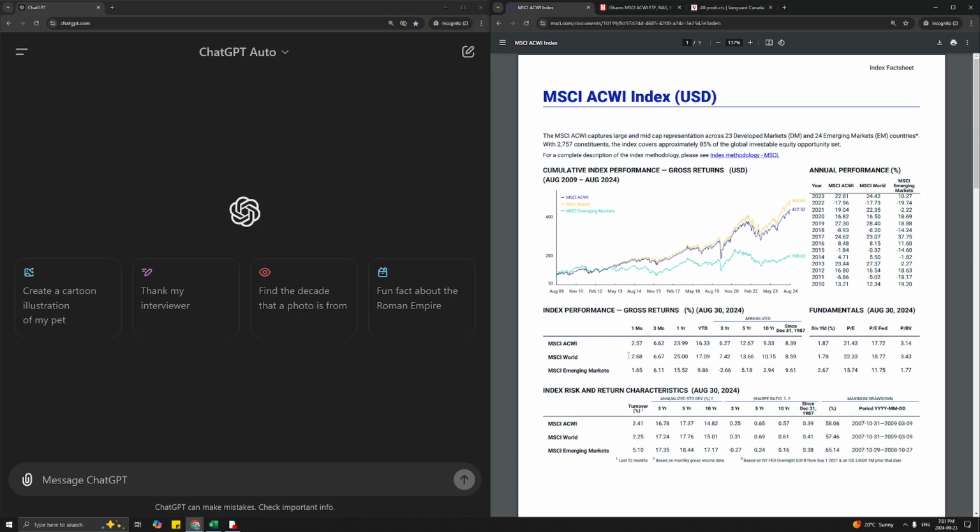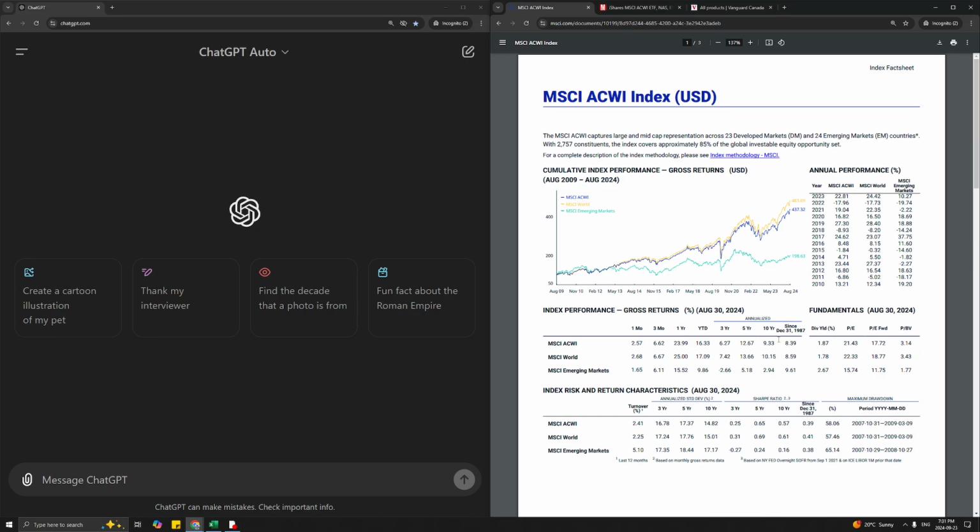So index performance for the last 1 month to 10 years here. In the last month, we've seen that the world markets, so the developed markets, have outperformed. Because of the weight of the developed markets within the ACWI, you see that the ACWI is 2.57 versus the 2.68 of the developed markets. And what's dragging down the ACWI is really the emerging markets. You'll see the weights of that shortly here.